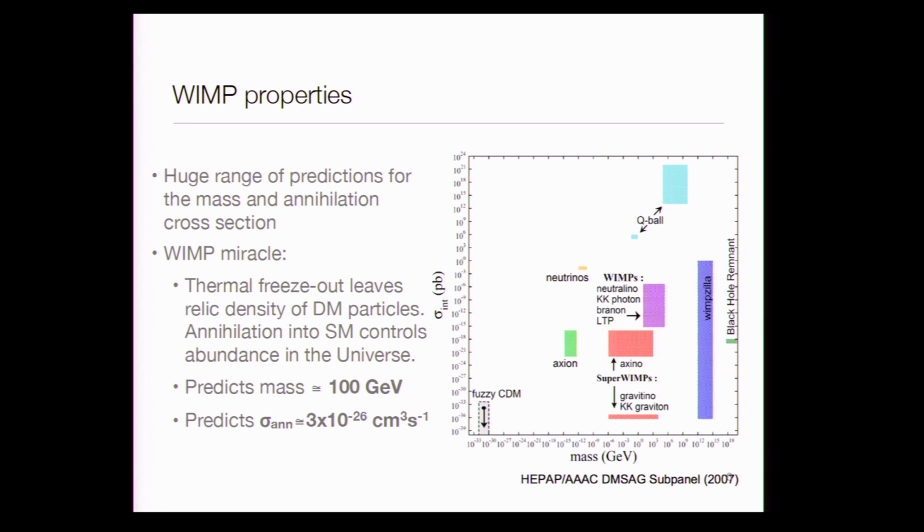And in the following, I will follow Michael's advice and focus on the WIMPs. And the point to make here is that it predicts a mass of the dark matter particle of around 100 GeV, and it predicts annihilation cross-sections of the order of this thermal relic cross-section, which is 3 times 10 to the minus 26, and this will become important later.